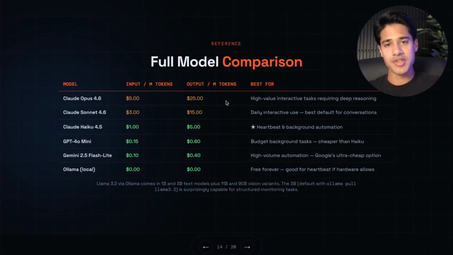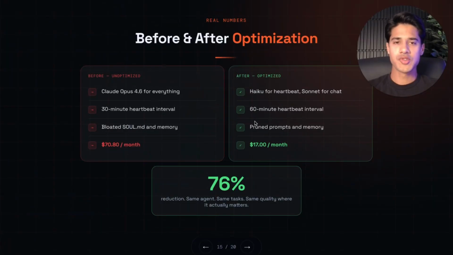Llama 3.2 comes in at 1B and 3B text models, plus 11 billion and 90 billion vision variants. The 3B is what you get with the Ollama pull llama3.2, and it's pretty capable for its size. The pattern is clear. For background automation, you have options that are 10 to 50 times cheaper than frontier models, with negligible quality difference for structured tasks. Let me show you what all of this looks like in practice with a real before and after comparison.